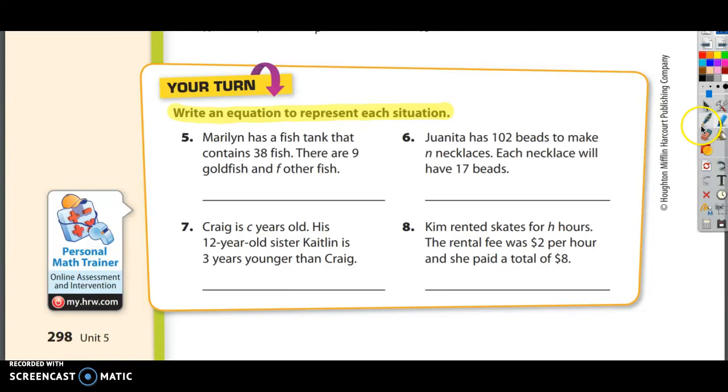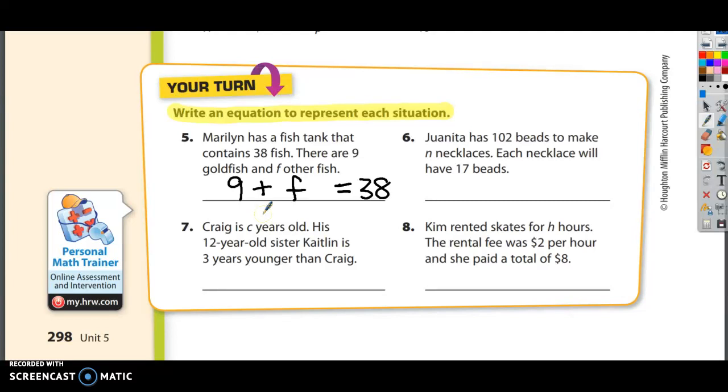So what do we know is in this fish tank? We know it's a total of 38 fish. And since I know it's a total of 38 fish, I could put 38 at the end. What's going to be at the beginning is the 9 goldfish, plus F other fish. I think the best answer for 5 would be 9 plus F equals 38. If it was important to you to write it as F plus 9 equals 38, in other words, changing the order, that's fine, because the commutative property of addition states that you can change the order of an addition problem and it won't change the value.